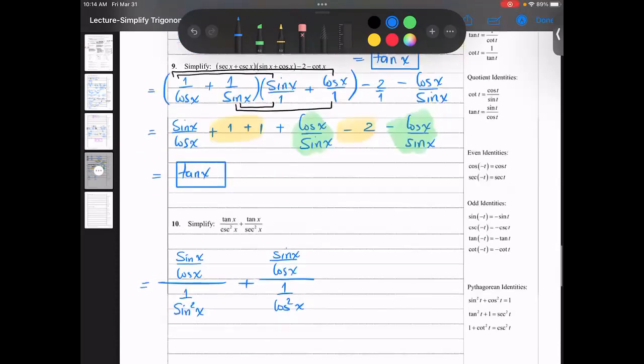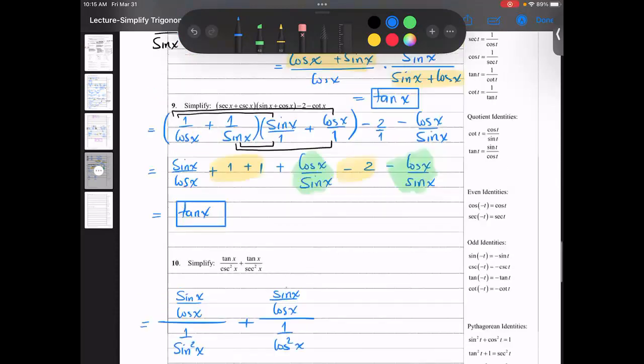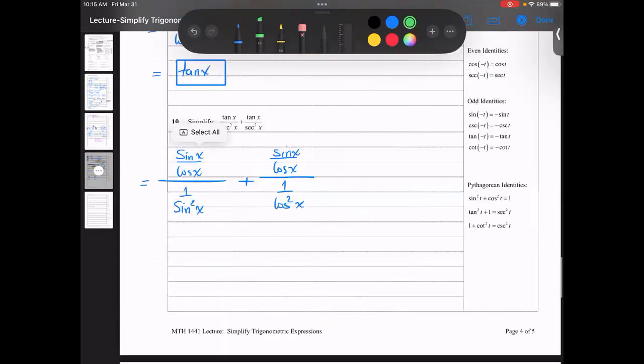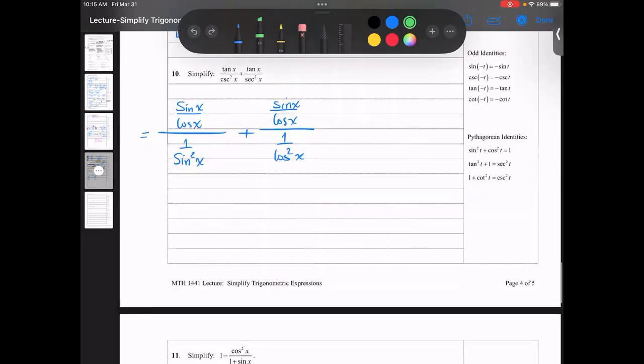Now, if you notice that number 10 and number 9 is slightly different, or number 10 and number 8. Number 8, how many big fractions do you see? One big fraction, right? Something over something. And the top has 2 little fractions, the bottom has 2 little fractions. Now, as for number 10, you have how many big fractions? 2 complex fractions, right? Instead of 1 like number 8. So these are 2 separate things. So I'm going to take care of one thing at a time, the first one, and then the second one. So let's do that.